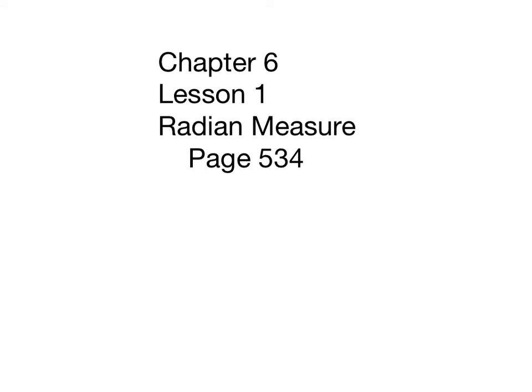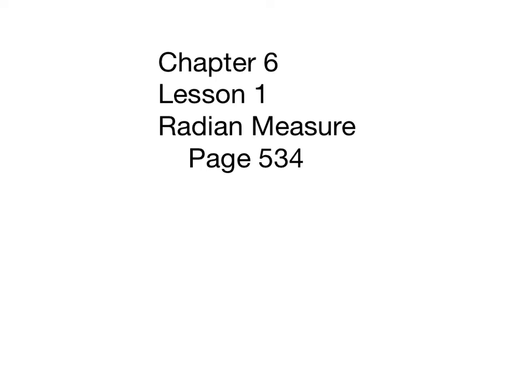Okay, so today we're going to start Chapter 6. Chapter 6 is the same thing that we did in Chapter 5, but now we're going to change the unit of measure. Instead of measuring everything in degrees, we're going to measure everything in radians. And we are going to review how to convert radians to degrees and degrees to radians.